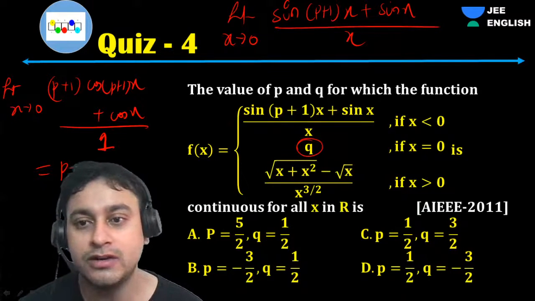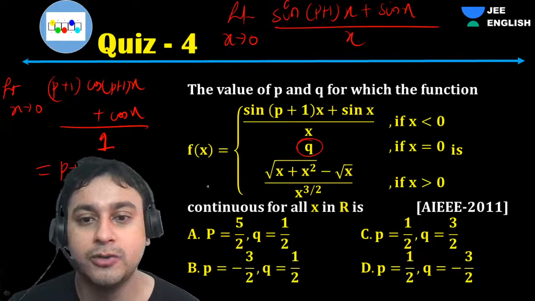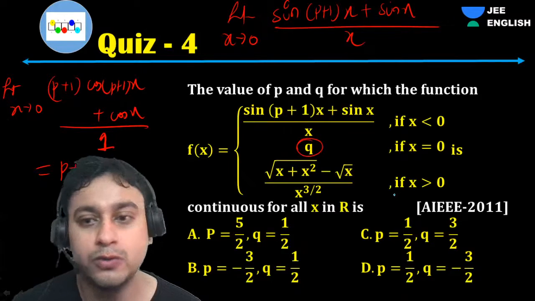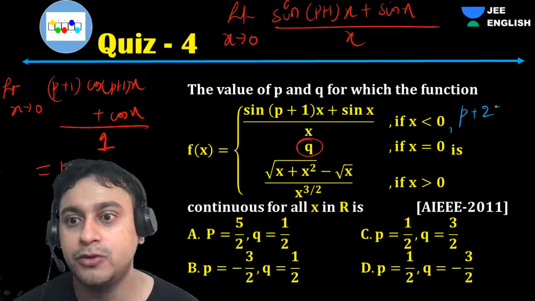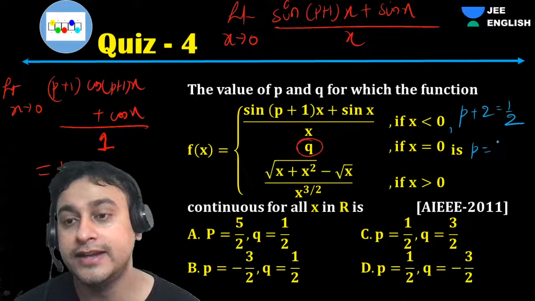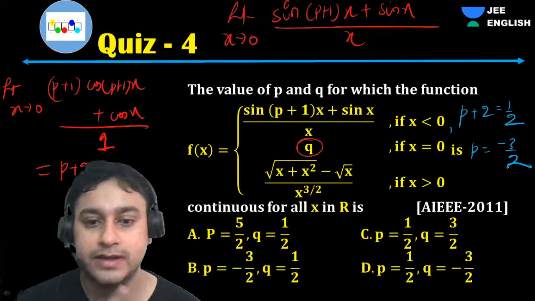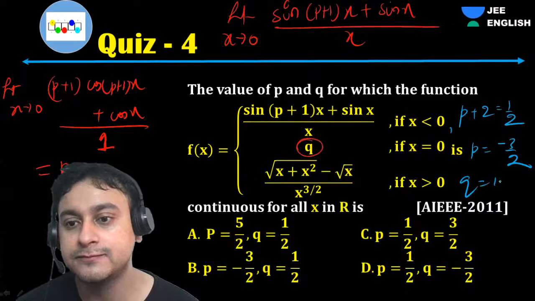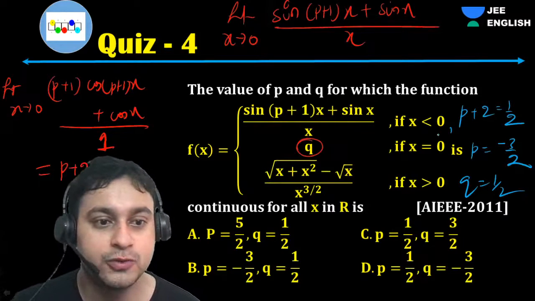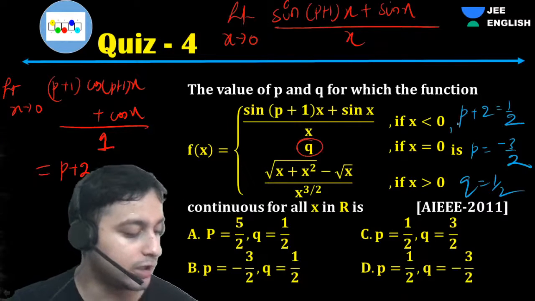So guys, what we'll get is p plus 2 has now come out to be 1 by 2. So p is coming out to be what? Half minus 2. That is going to be minus 3 by 2. Right? And what about q? q is half. Because p plus 2 will be equal to what?